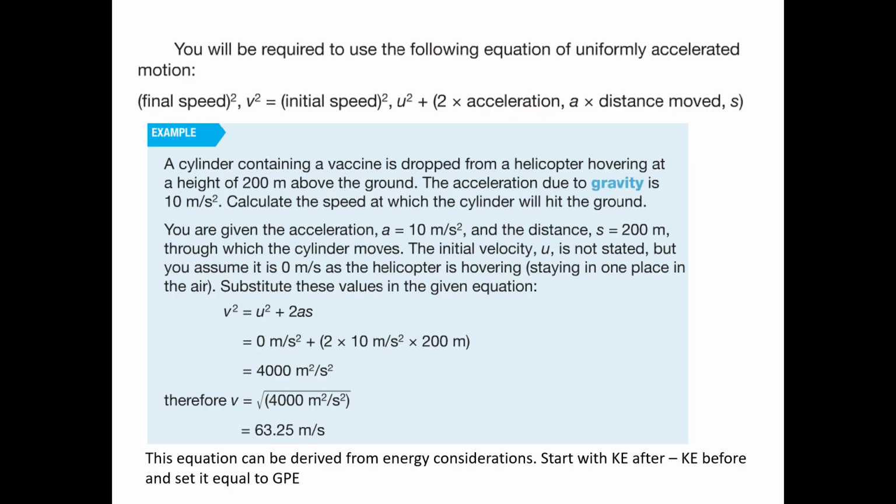Like I say, the main thing is to write the variables down, as I said earlier in this presentation. If you're interested where this equation comes from, it can be derived in a few different ways. It can be derived from looking at energy considerations, so looking at kinetic energy and gravitational potential energy, for example.